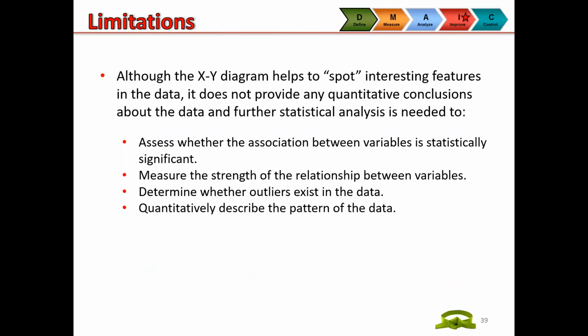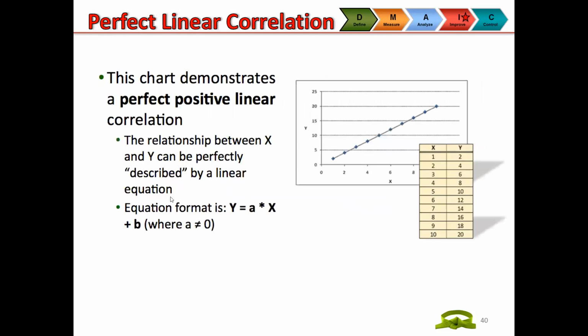And the limitations are that it helps us spot interesting features in the data, but it doesn't provide quantitative conclusions. So we might have to do some further statistical analysis to assess whether the association is statistically significant. We might want to measure the strength of the relationship between variables, determine whether there are outliers, which we're going to cover next week when we get into regression, and then quantitatively describe the pattern of the data.